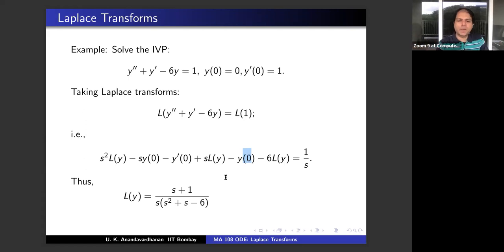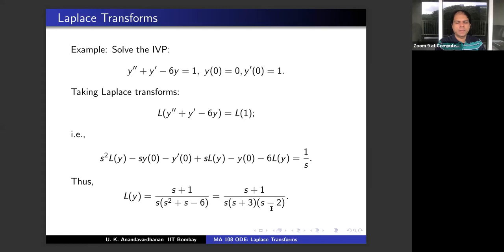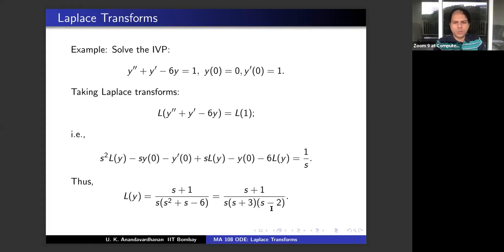Now you have to write this as partial fractions. When you write it as partial fractions, you see that this is nothing but s plus 3 into s minus 2. Can you quickly tell me the partial fractions? What is the answer? You do it in your favorite way and tell me the coefficients. Minus 1 upon 6s. And the other coefficient for s plus 3? Minus 1 by 5.